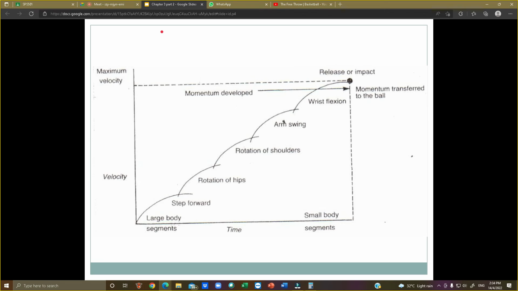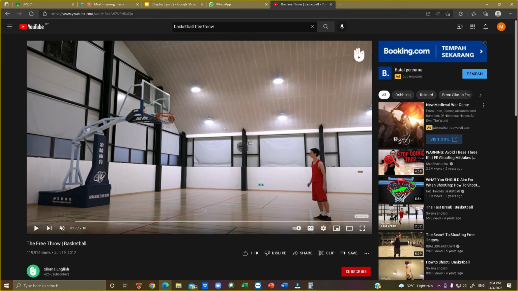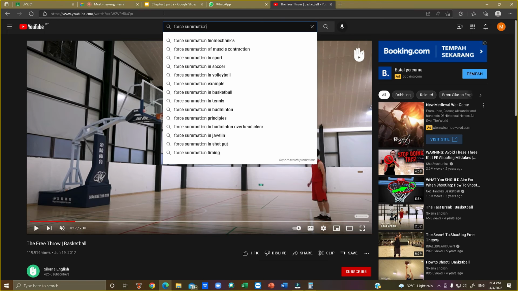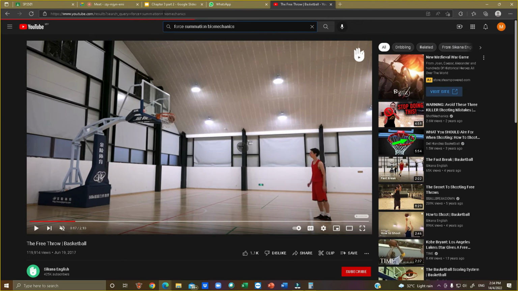Ada soalan tentang principle of force summation? Tak ada, sir. Okay, kalau tak ada, sekejap, kita cuba tengok ada tak contoh. Force summation, biomechanics.